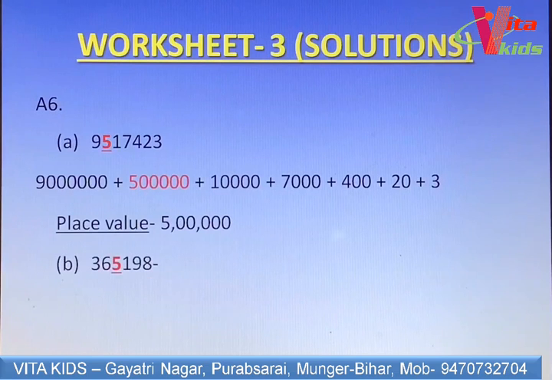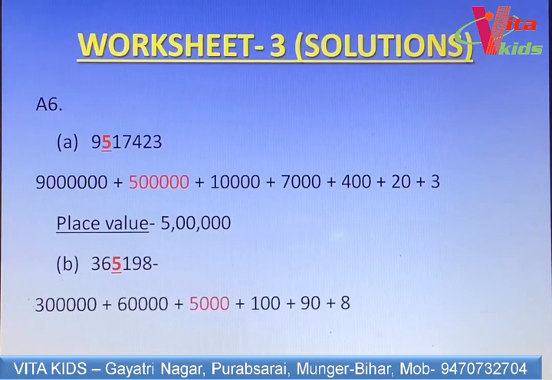Next one, 365198. In this again we have to write the expanded form. So the expanded form is going to be this, and the place value of 5 is 5,000, 5 followed by 3 zeros.